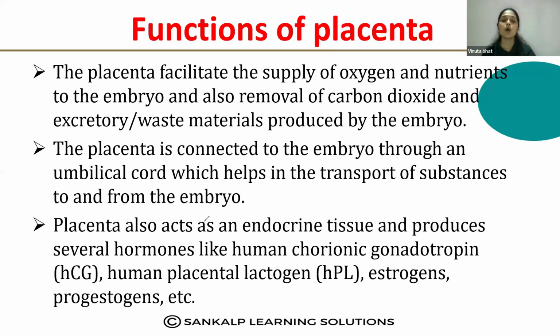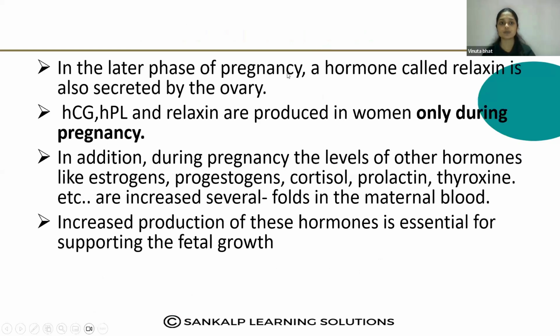Very important. Why is the placenta called the endocrine tissue? Because it releases the hormones like HCG, human chorionic gonadotrophin, and HPL, human placental lactogen, estrogens, and the progestogens. So these are the hormones released by the placenta, and that is why the placenta is called the endocrine tissue.